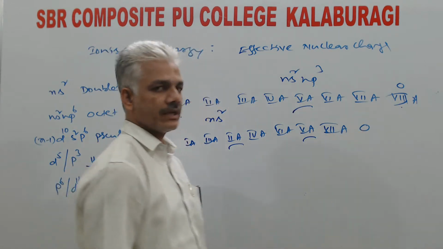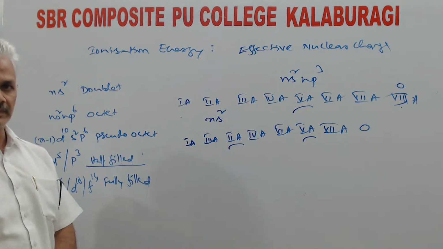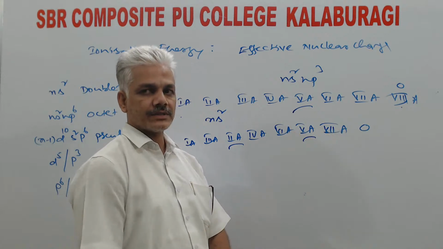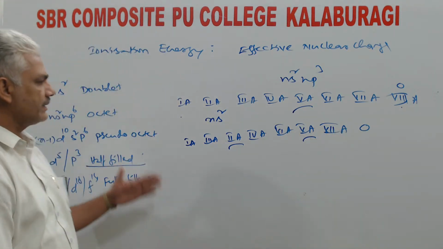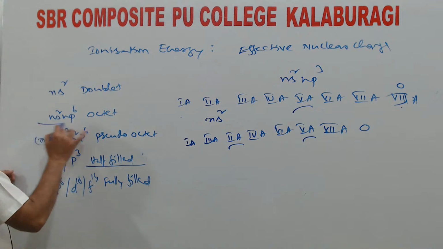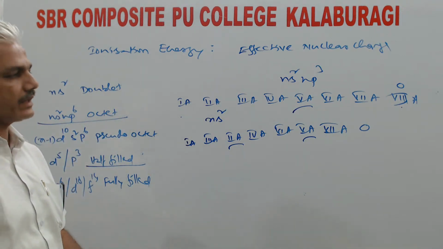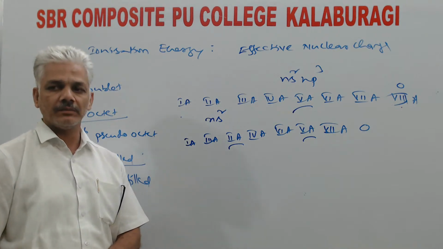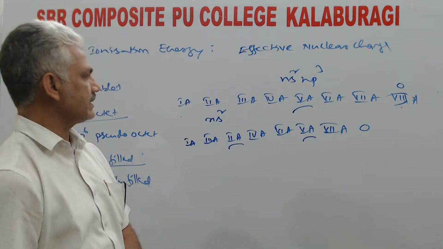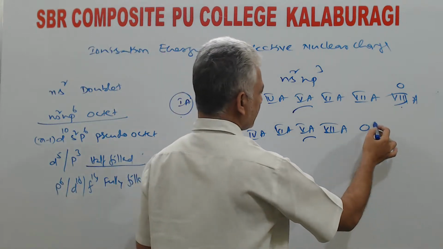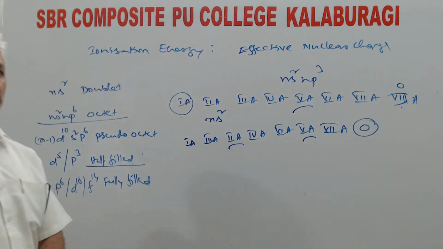And 0 group elements have the highest ionization energy, even though their atomic radius is slightly higher than halogens, or 7A group. So here also that difference can be explained by means of electronic configuration. 0 group elements have stable octet configuration. That is why their IP values are the highest. So generally speaking, in a period, the element with the least IP value belongs to first A group, and the element with the highest IP value belongs to 0 group.